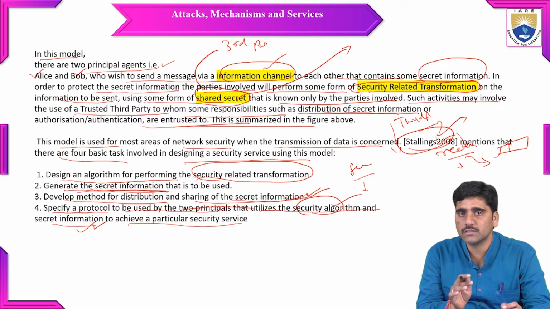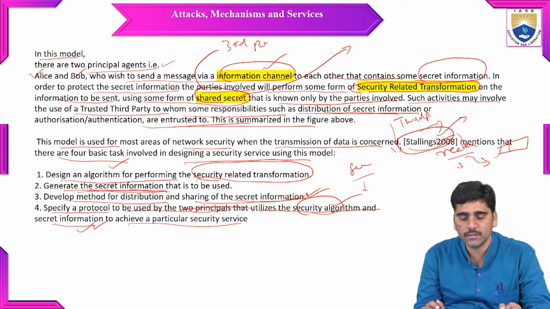So to achieve that security service, what we are going to do: design an algorithm for security related transformation, that is one thing you have to do. The second one, generate the secret information. The third one, develop a method for distribution or sharing secret information. And the fourth one, specify a protocol that uses this security algorithm and secret information. So these four tasks you have to develop for this security service in this model. This is what we understand from the secure communication model.